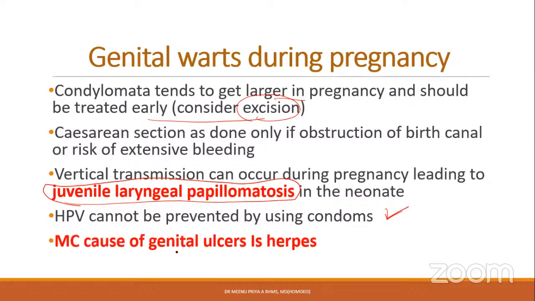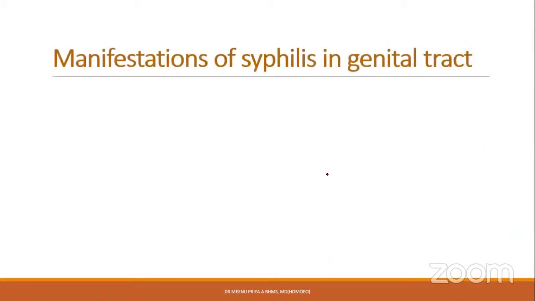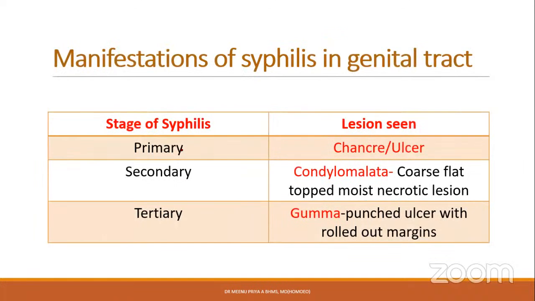The most common cause of genital ulcers, again discussed, is herpes simplex virus. Manifestation of syphilis in the genital tract: primary syphilis is the chancre or ulcer. This is the first stage. When it progresses to secondary, it is condylomata lata, a coarse, flat-top, moist, necrotic lesion. Just remember how it presents. And tertiary syphilis presents with gumma, a punched-out ulcer with rolled-out margins.